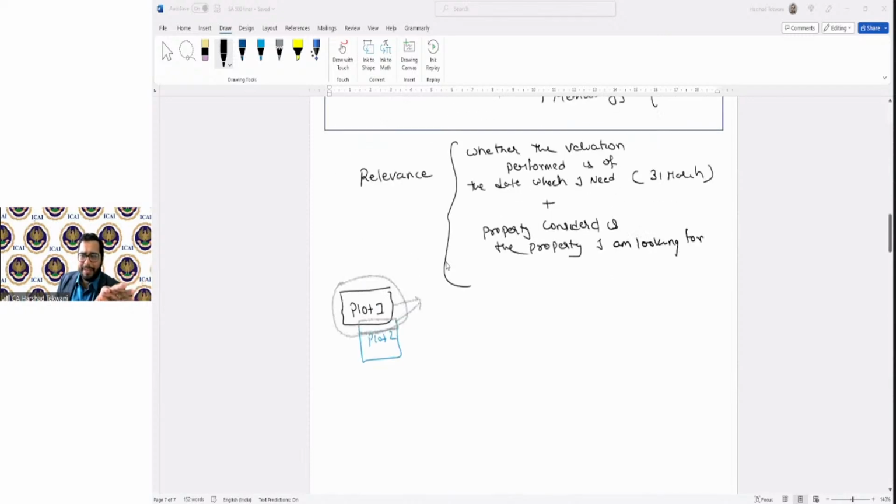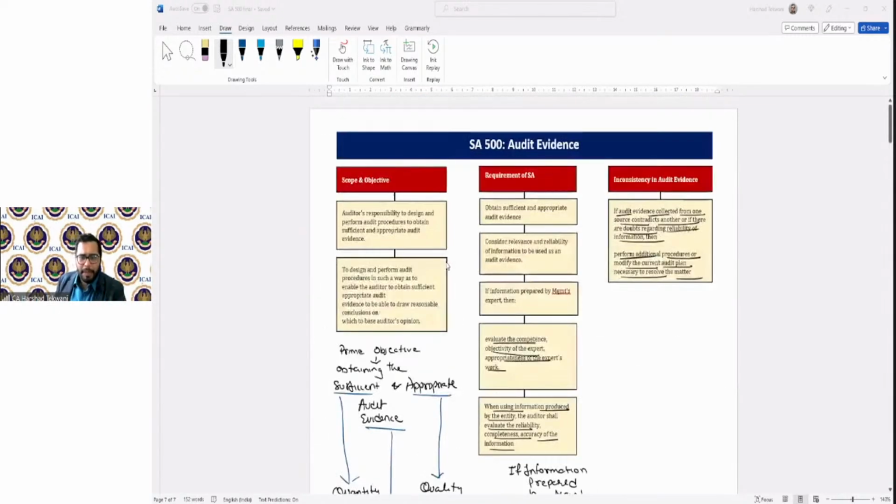So this was SA 500 basically. Nothing much in SA 500, pretty simple. There are three things. One, what is the objective? Second, how we can gather the evidence. Third, when there is an inconsistency, what to do. If no further doubts, then let me proceed to the next SA for today.